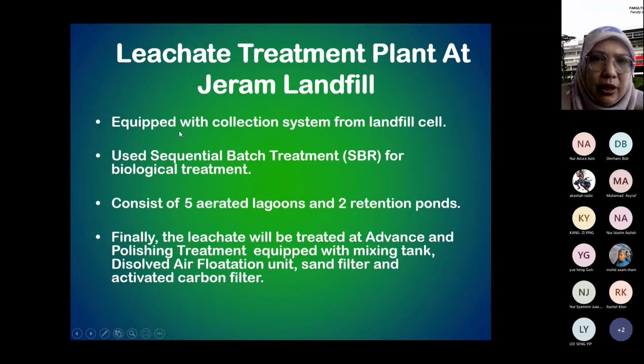The picture was taken from the leachate treatment plant at Jeram landfill in Kelang, which is equipped with a collection system from the landfill cell. They are using sequential batch reactor, SBR, for biological treatment. They have 5 aerated lagoons and 2 retention ponds. The leachate is also treated with advanced and polishing treatment equipment: a mixing tank, dissolved air flotation unit, sand filter and activated carbon filter. That's how the leachate treatment facility is provided at Jeram landfill.